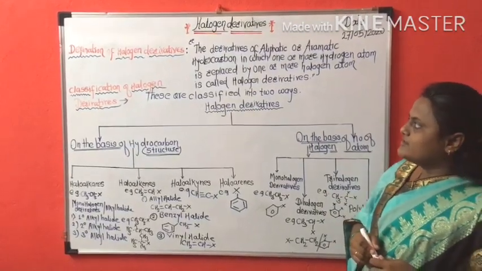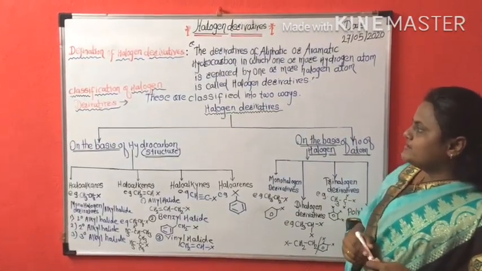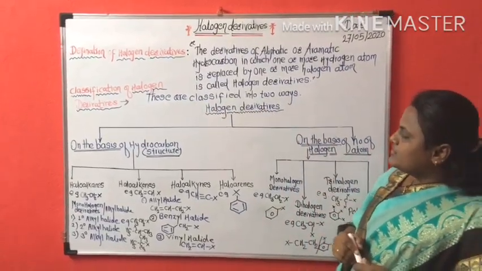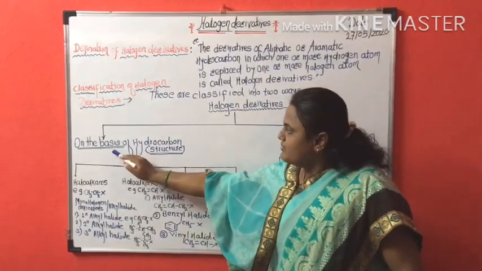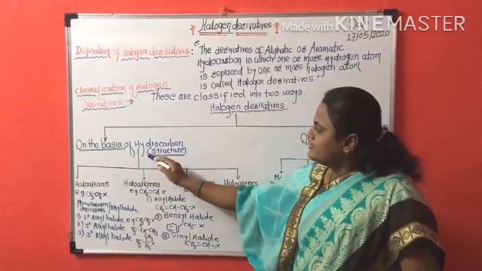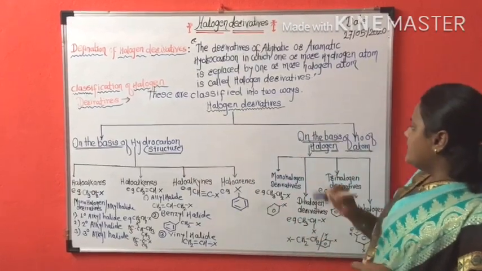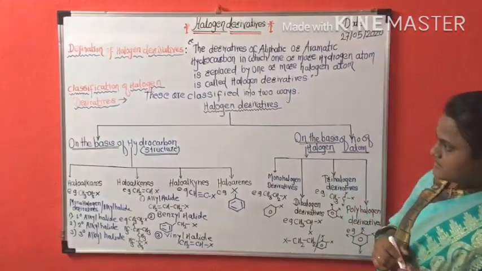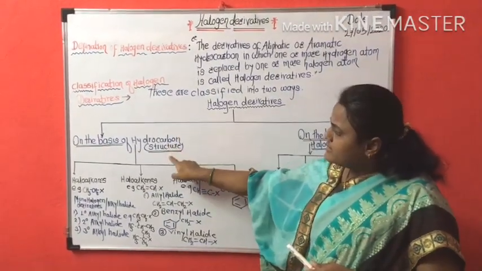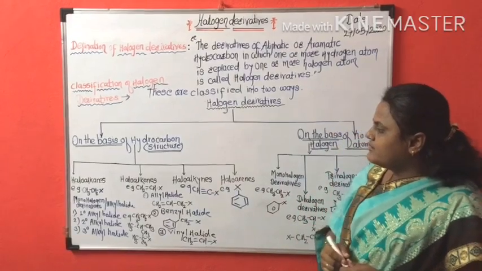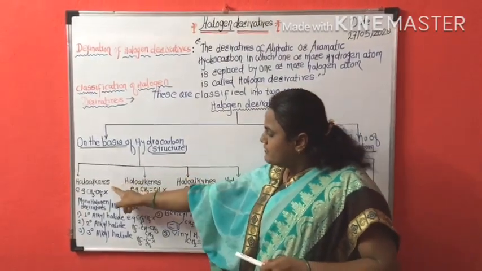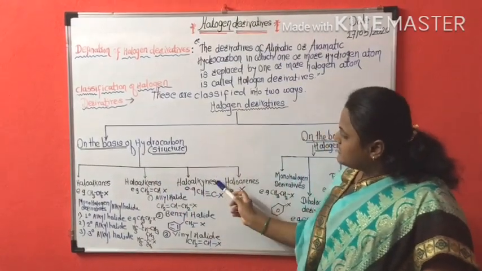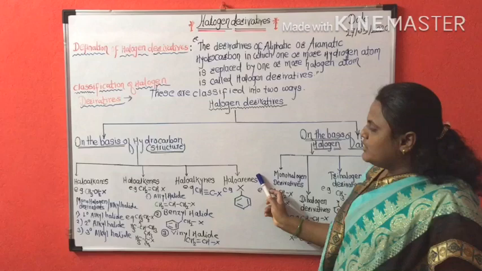These halogen derivatives are classified into two ways. First, on the basis of hydrocarbon, which means the structure of the hydrocarbon. And second, on the basis of the number of halogen atoms. First, on the basis of hydrocarbon, these are further classified into the following classes: first haloalkanes, second haloalkenes, third haloalkynes, and fourth haloarenes.